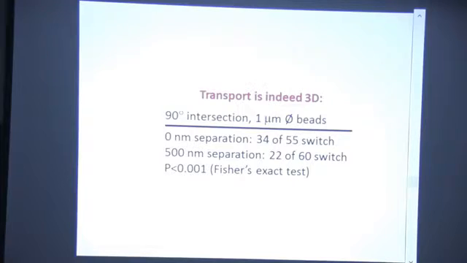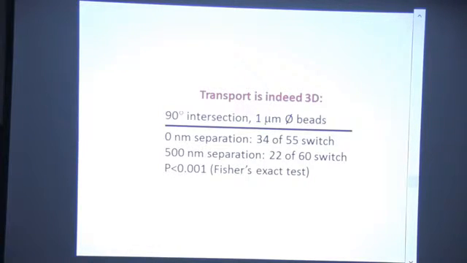Well, we have quite a bit of data. But let me say one thing about one piece of data that's most relevant to this talk. And that is, if you start with an intersection that is at 90 degrees, and you have microtubules that are 0 nanometer separation, so they're basically touching, versus 500 nanometer. And for scale reference, the cargo we're using is 1 micron size. So basically, you're either undercutting the cargo or you're right hitting it down the middle.